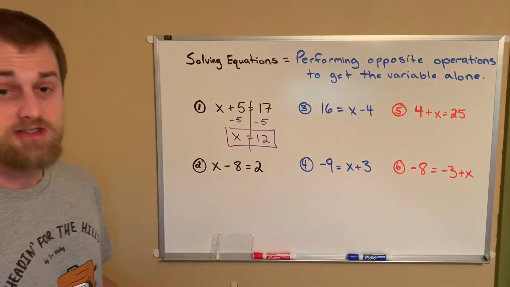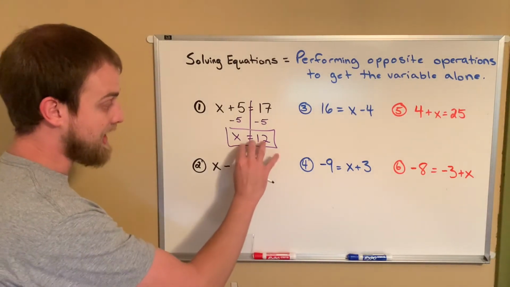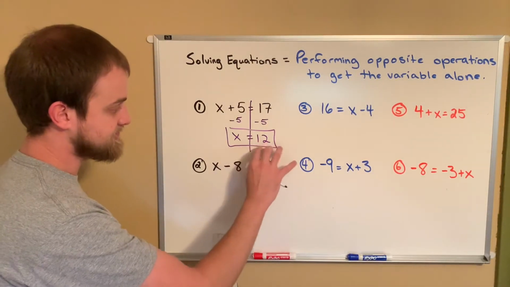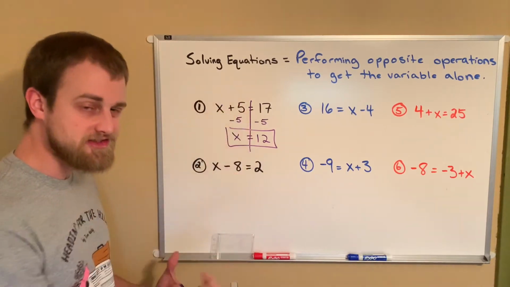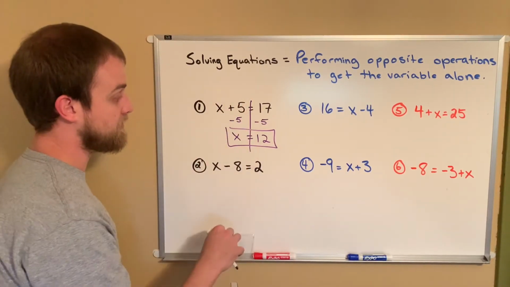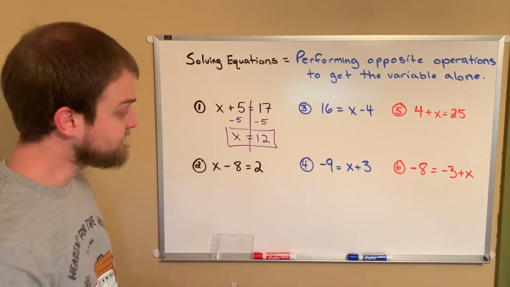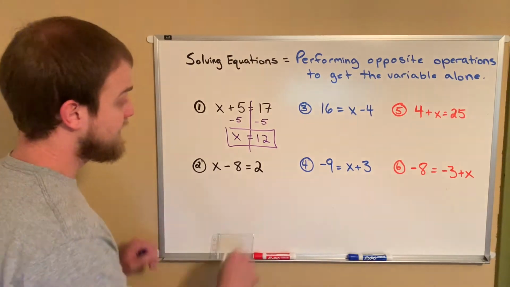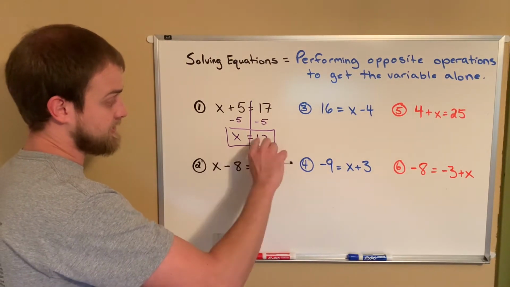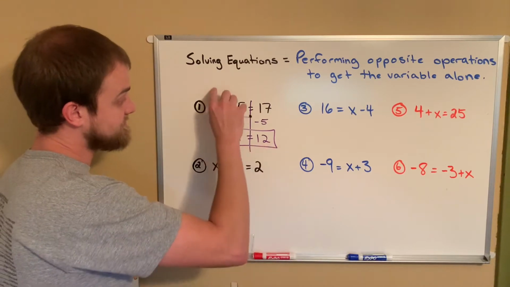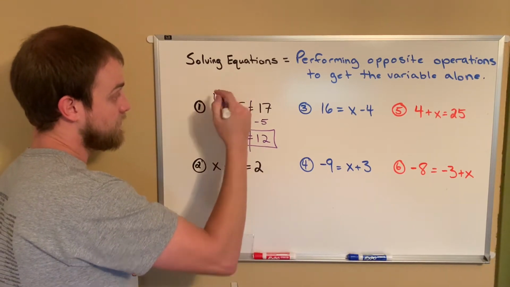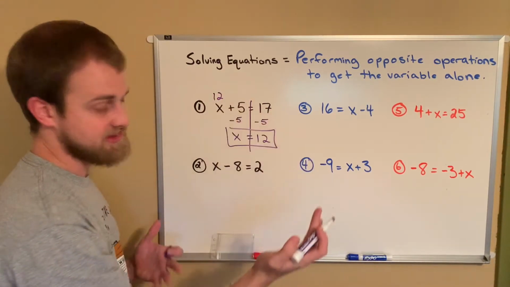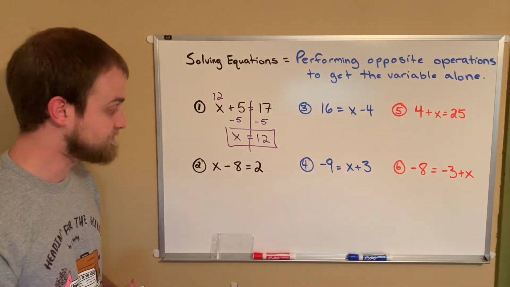Now, we can always go back and check this. We now have our value for x, so we can substitute this 12 back in just to make sure that we did our work correctly. I'm not going to do this for every example, but it is a good way to check. So we take this x out, and we now know its value is 12. So is 12 plus 5 17? It is, so everything is correct.